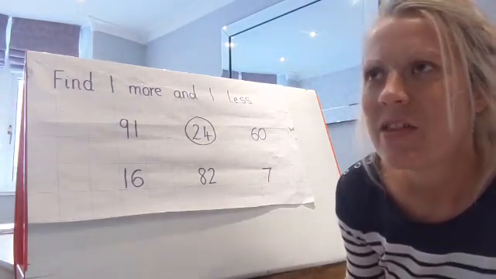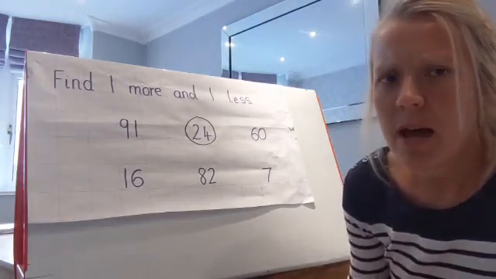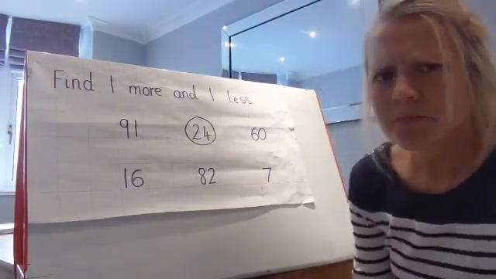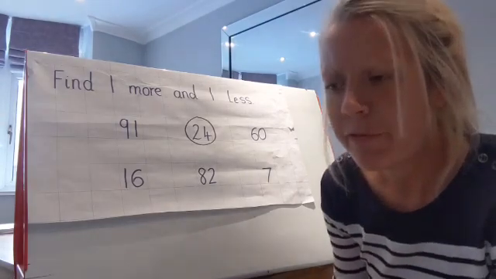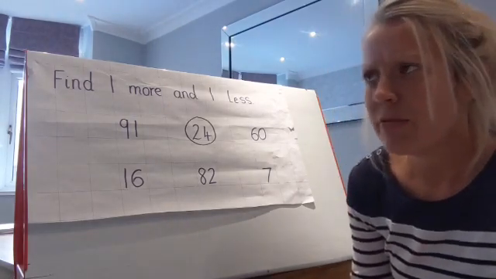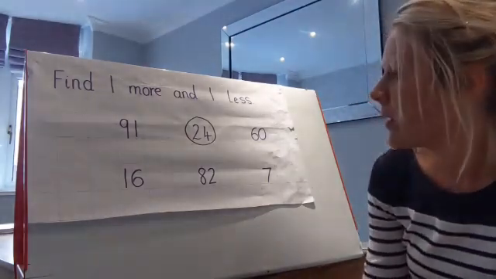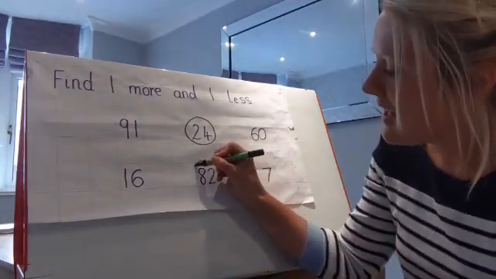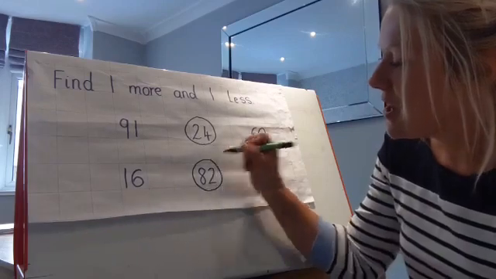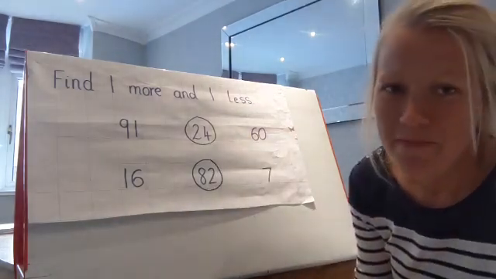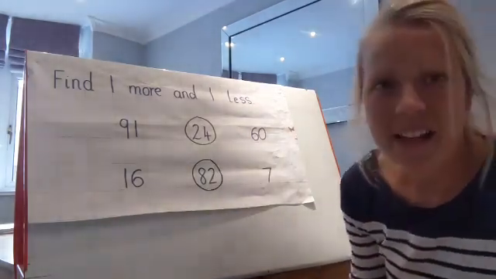Okay. This time I want you to circle the number that is 1 less, so the number's getting smaller, than 83. Which number is 1 less? Which number comes before 83? That's quite a tricky one. The one that comes before 83 is 82. Did you circle it before me? Well done, everybody.